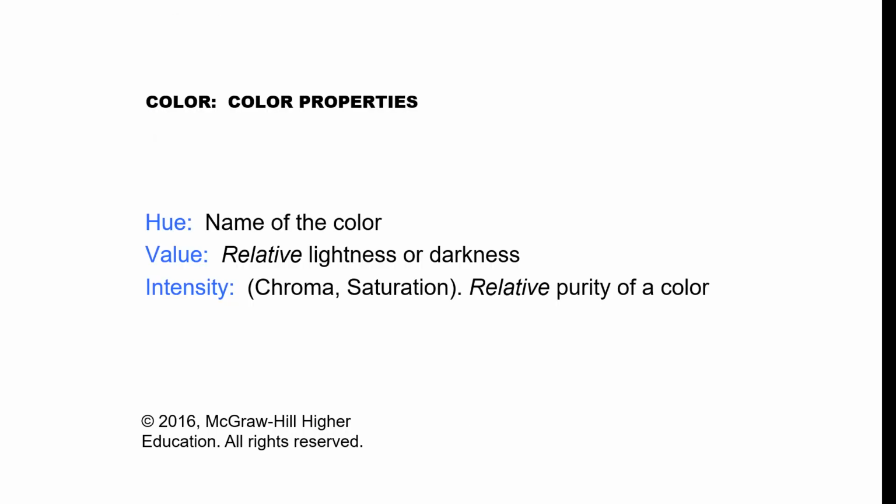A little bit of terminology. Hue is just the name of a color, red, green, say. Value is the relative lightness or darkness of a color. You can often determine this by squinting and seeing how bright the color seems when you remove that color characteristic. And then intensity, or chroma or saturation, is the relative purity of a color. How much has it been mixed with other colors or not?